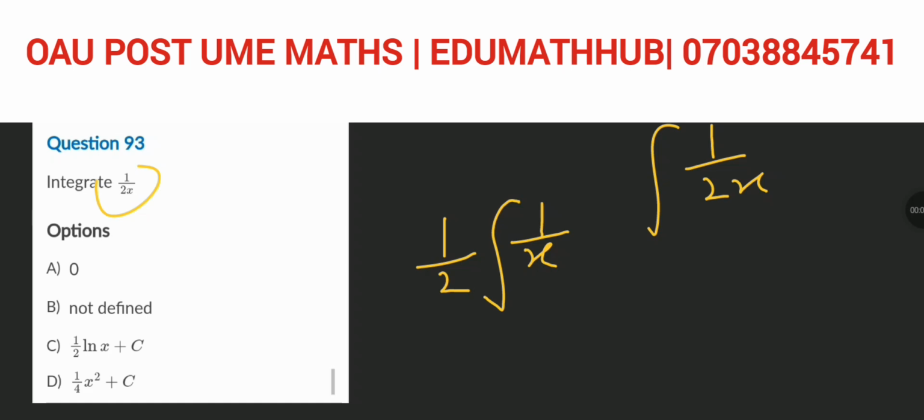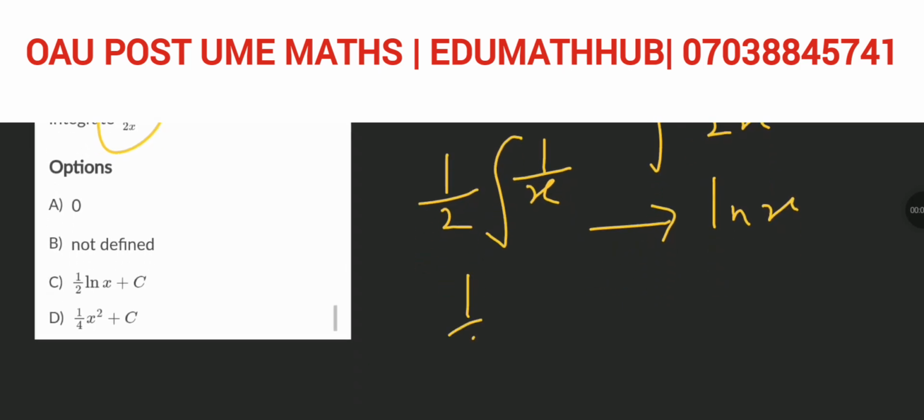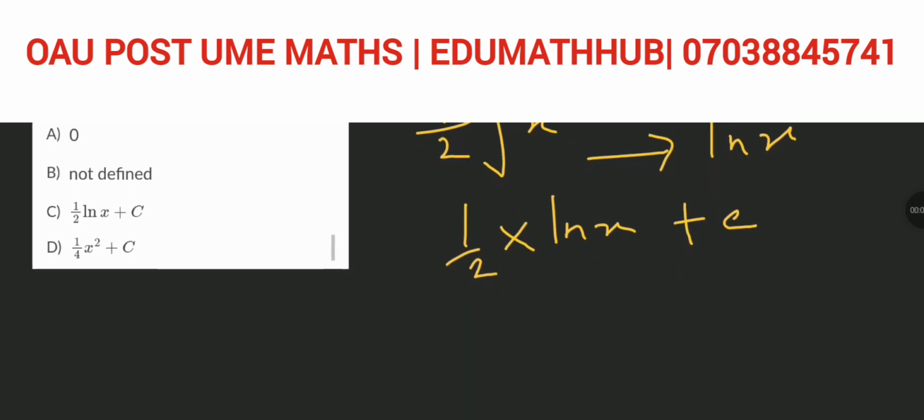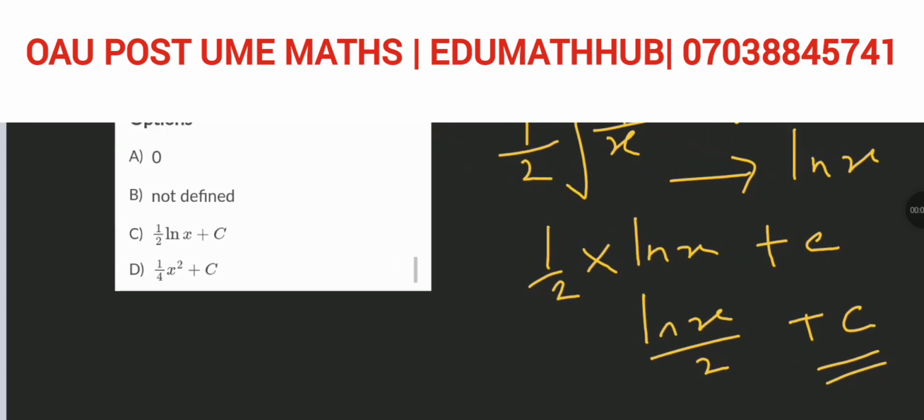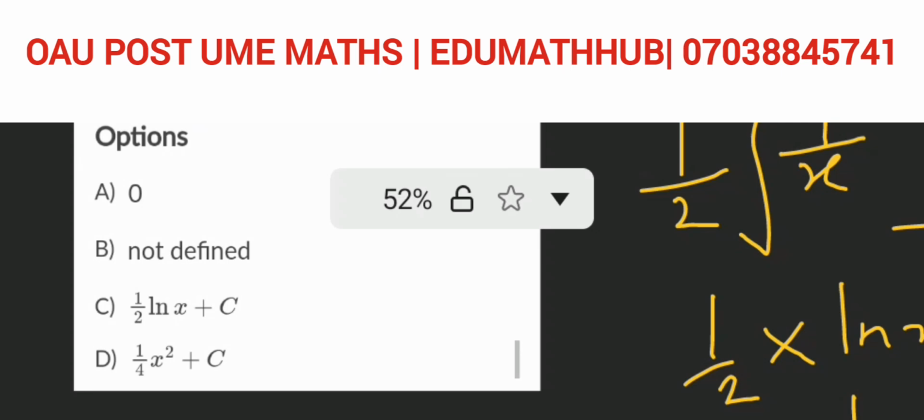The integral of 1 over x is a standard integral. The value of that integral is ln x. So if you integrate 1 over x, you're going to get ln x. So the final answer will be 1 over 2 times ln x plus c. That c is the constant of integration. So your final answer will be ln x over 2 plus c. Let's check it in the options. The answer is option C.